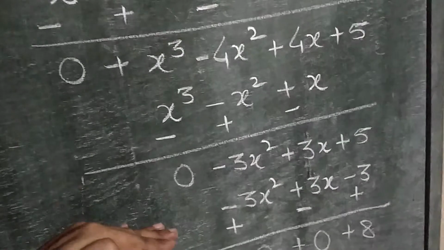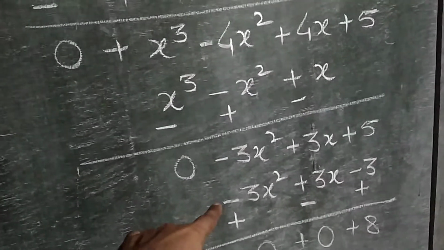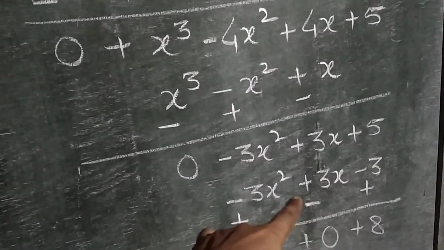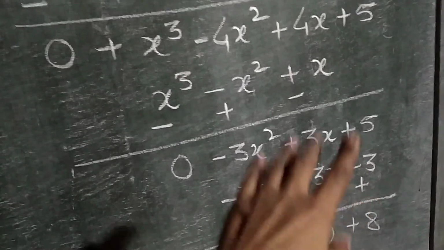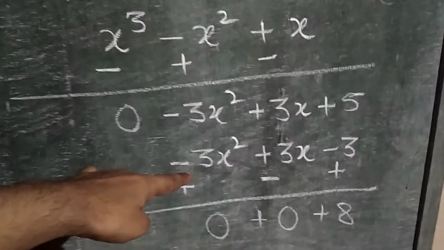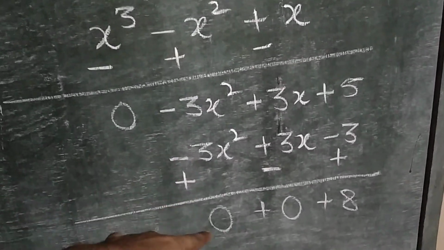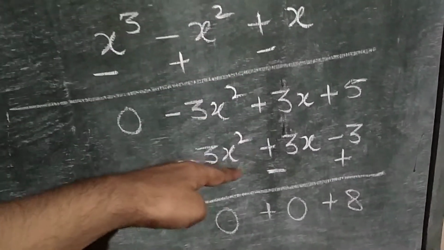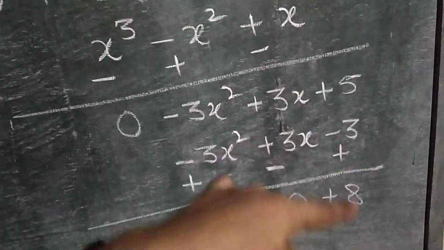We will take their difference, so sign will change. It is of minus sign, it will become plus. It is of plus sign, minus, and minus become plus. Now take the difference, so 3x square minus 3x square, it will become 0. 3x minus 3x, it will become 0. And 5 plus 3, 8.